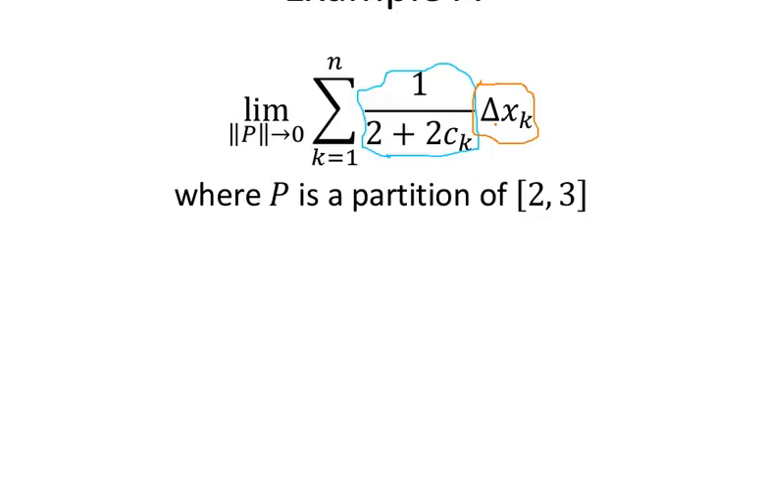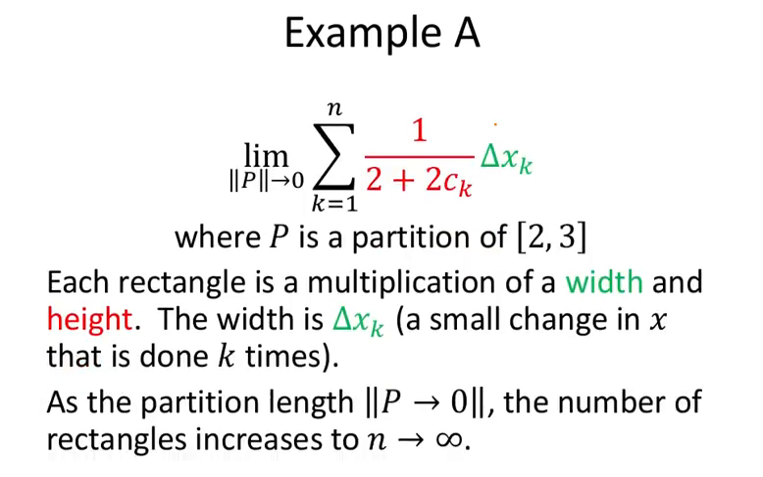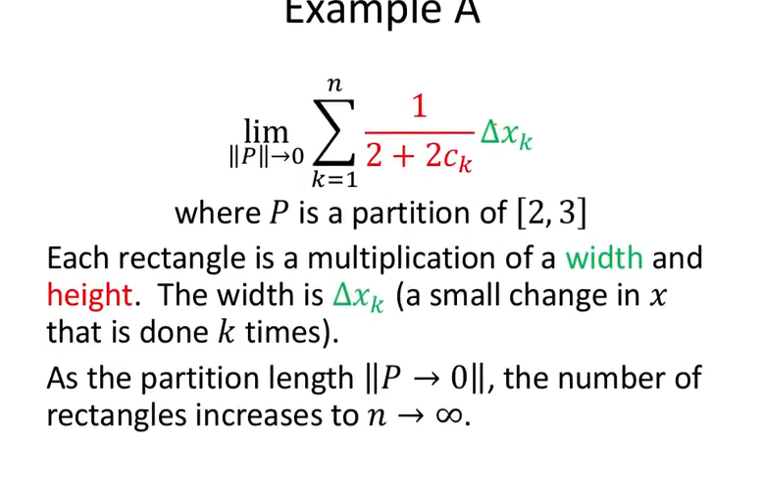And we have a starting point of 2 that goes on till 3. And so we have each is a multiplication. Each rectangle, it's the width times height. And so as our partition length becomes very small towards 0, the number of rectangles will increase upwards towards infinity.